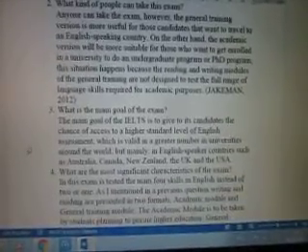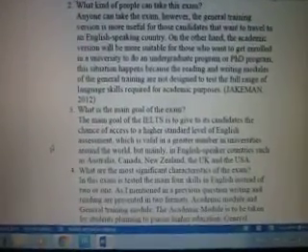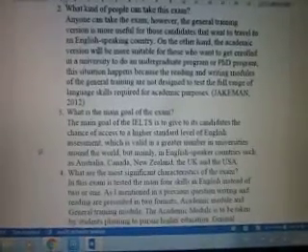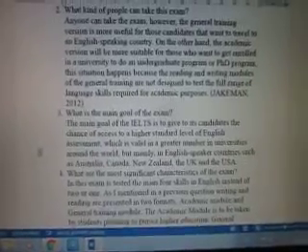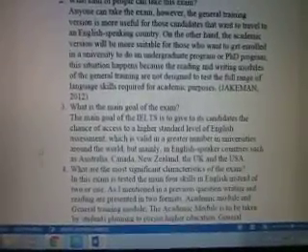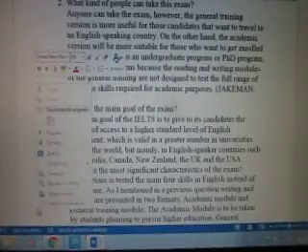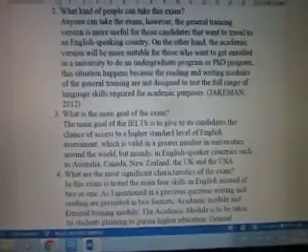The main goal of this exam is to give its candidates the chance of access to a higher standard or level of English. And this is valid in a greater number in universities around the world, but mainly in English-speaking countries, as I mentioned before: Australia, Canada, New Zealand, the UK, and more recently the USA. It is well known that for the USA, they apply more the TOEFL.